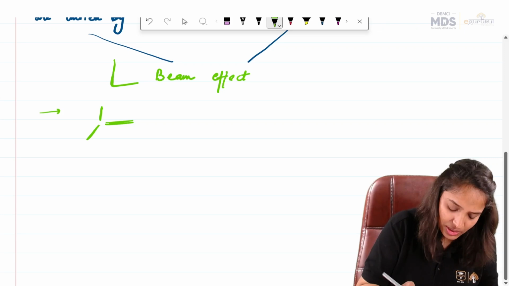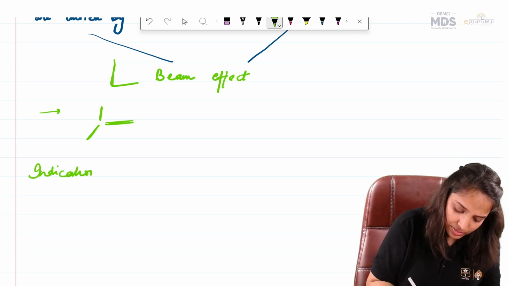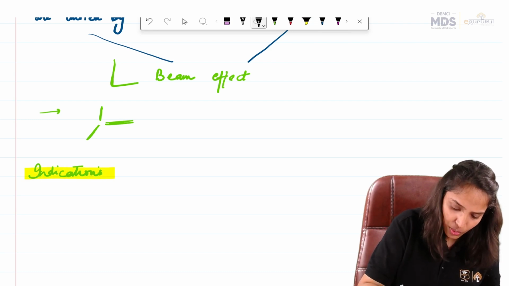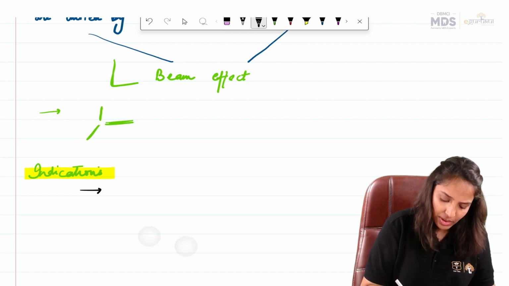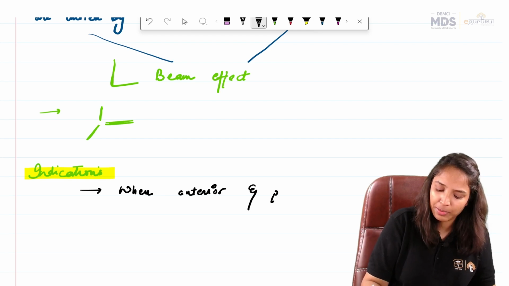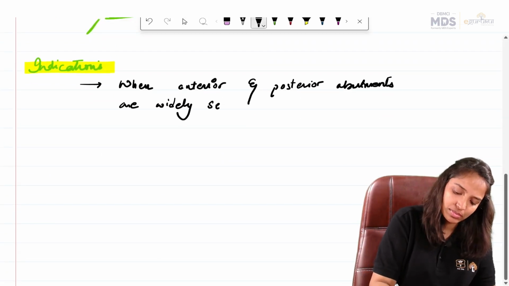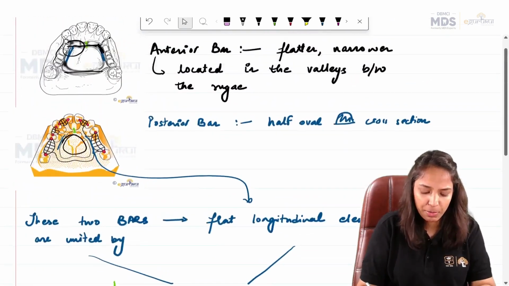Now let us look at the indications. So what are the indications of this? When anterior and posterior abutments are widely separated. So I have an image here to support it.